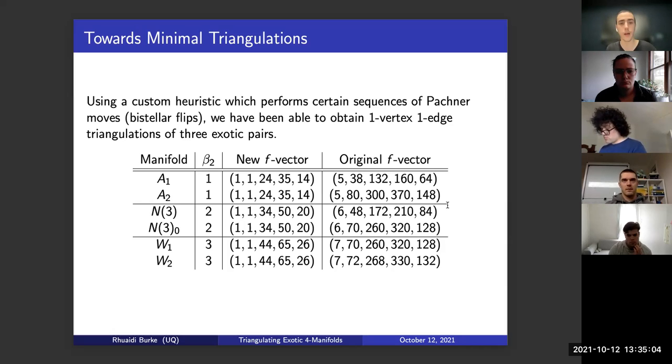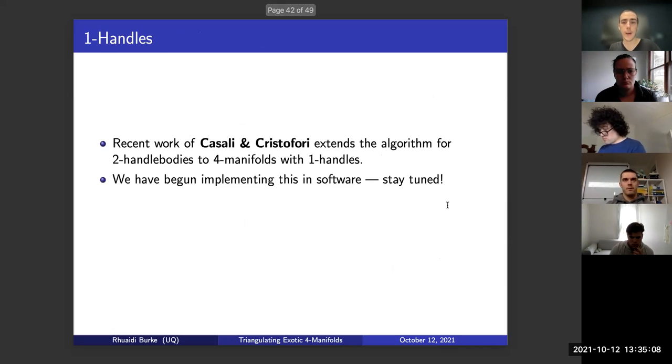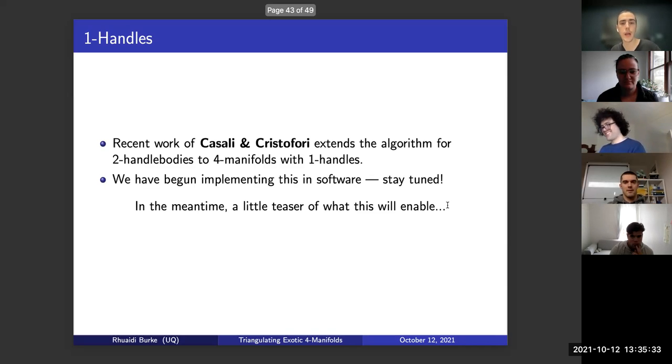But still more work to be done here. One handles, like I said, very, very recent work. So past couple of weeks recent, and actually I don't think it's even out on the archive yet, Casali and Cristofori have extended this algorithm to four-manifolds with one handles. So I've started work on implementing this in software. So hopefully when I've got this up and running, I'll have even more interesting stuff to talk about.